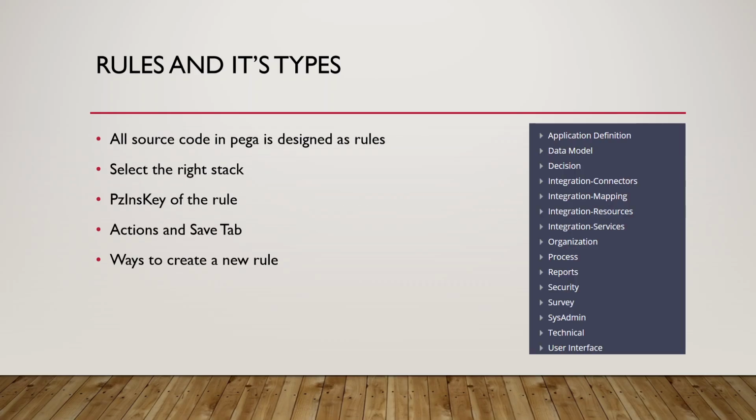So let's talk about rules and its types. Okay, what is a rule? So any source code that you develop in Pega falls under rules. Rules are nothing but an action item that you need to take in Pega. You need to configure that as a rule.